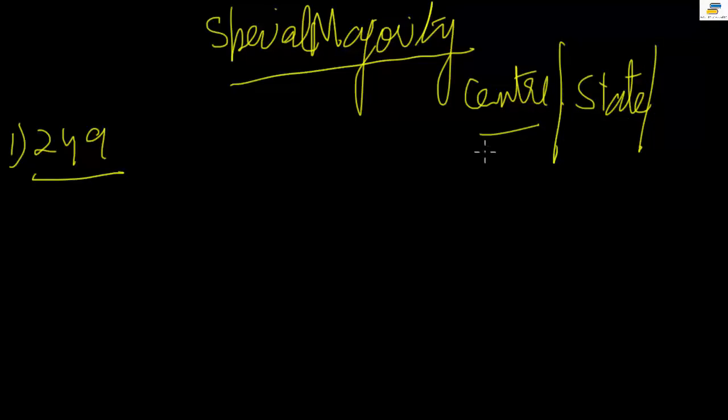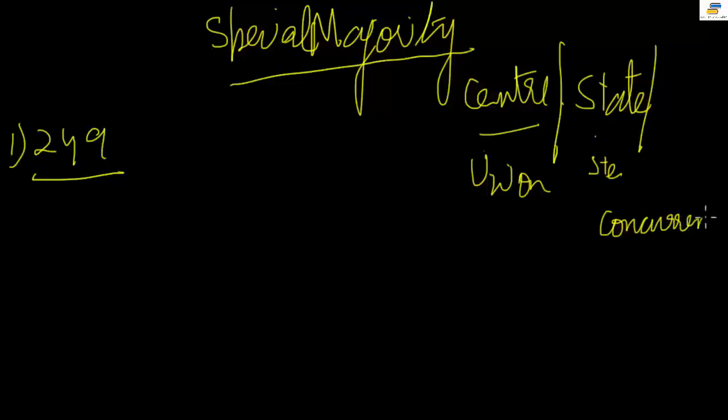So this is called the union list, this is called the state list, and then there is a third list on which both of them can make the law. Even the center can make the law, and the state can make the law, right? Now all these things are covered in Schedule 7, right? Now this is just for your reference. This is union list, this is state list, and this is the concurrent list, right? Let me just write it properly. This is concurrent list, right? This is state list over here.